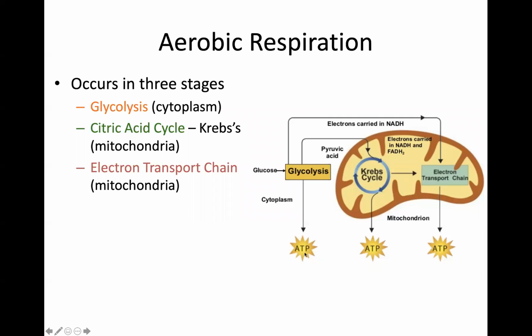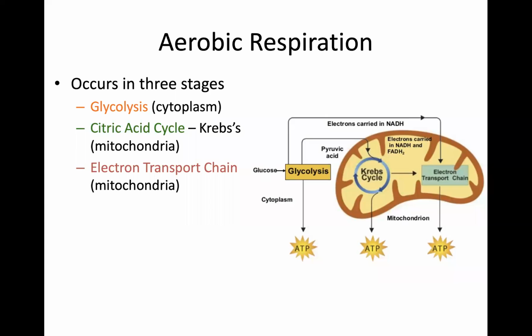And then I would like you to be able to tell me how many net ATP molecules are made from each stage. We get 2 from glycolysis, we get 2 from the Krebs cycle, and we're going to get 32 from the electron transport chain, for a grand total of about 36 molecules of ATP being produced from a single breakdown of 1 glucose molecule.